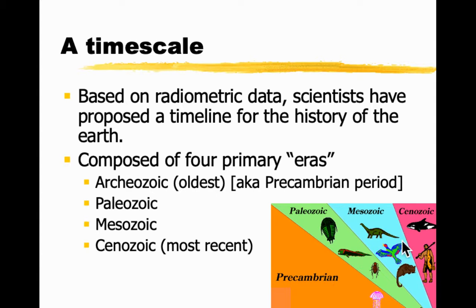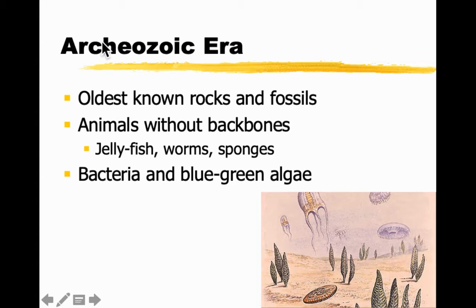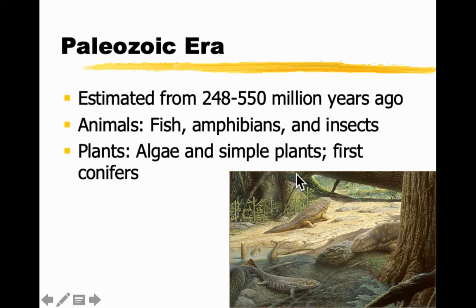These are definitely not to scale down here. They are going to be separated far more. But the oldest one, the Archaeozoic, has the oldest known rocks and fossils. Now, this has animals without backbones listed, such as jellyfish, worms, and sponges, bacteria, and blue-green algae.